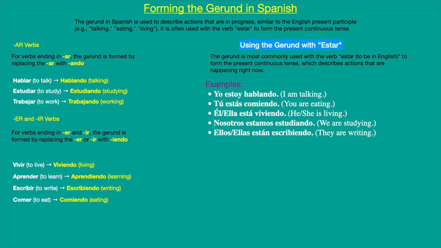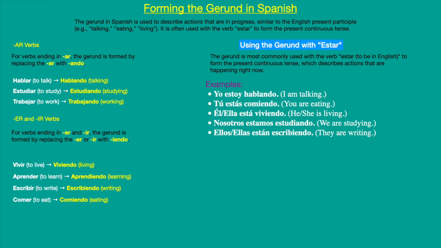So, for example, here we have some samples. Yo estoy hablando. I am talking. Tú estás comiendo. You are eating. Él, ella está viviendo. She is living. So, in that case, as you can see, yo estoy. You are conjugating the verb estar for the first person. That would be yo estoy. Tú estás. Él, ella está.